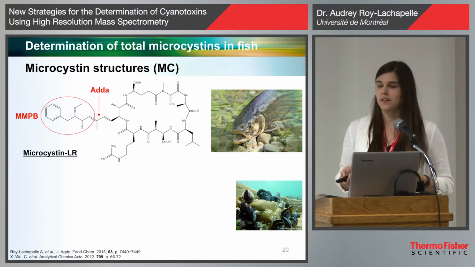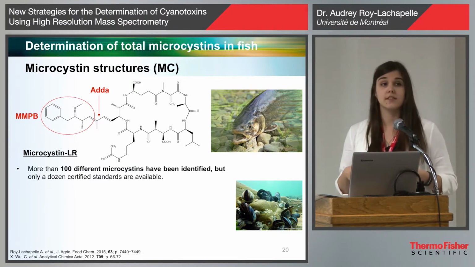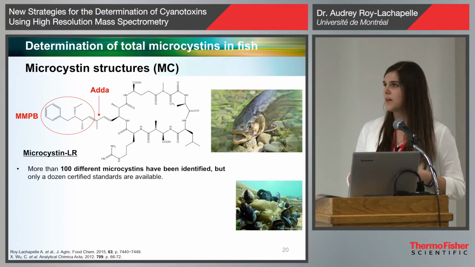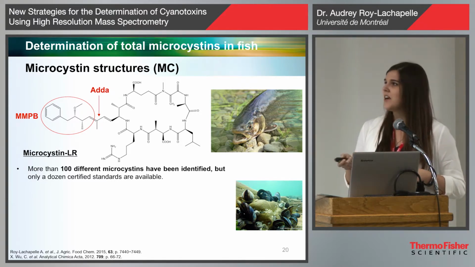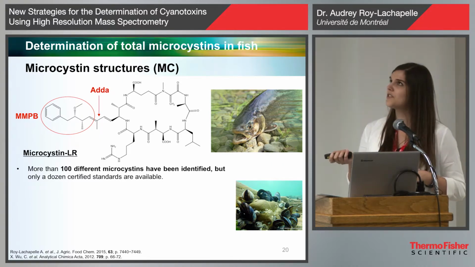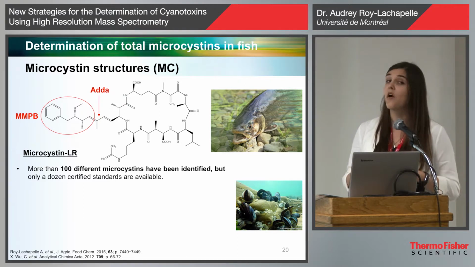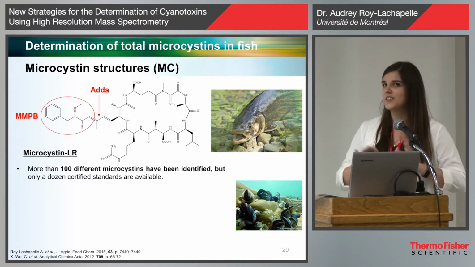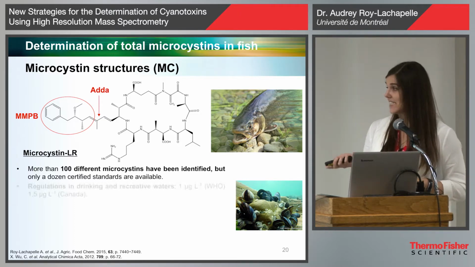Microcystins are the best-known cyanotoxins. We know that more than 100 different microcystins are produced and identified, but I saw just at the beginning of the year that we are now at 235 microcystins identified, and only 15 standards are available. So we don't have all the screening of the microcystins when we do the LC-MS analysis.